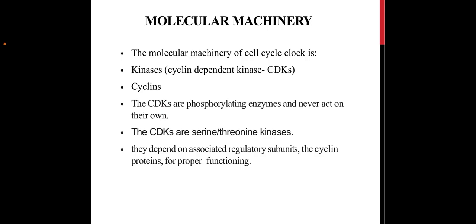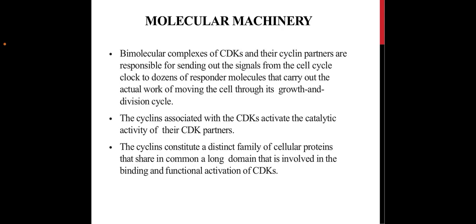So, the molecular machinery of the cell cycle clock is kinases, which are cyclin-dependent kinases, CDKs, and cyclins, which are the activators of CDKs. The CDKs are phosphorylating enzymes and never act on their own. The CDKs are serine threonine kinases. They depend on associated regulatory subunits, the cyclin proteins, for proper functioning.